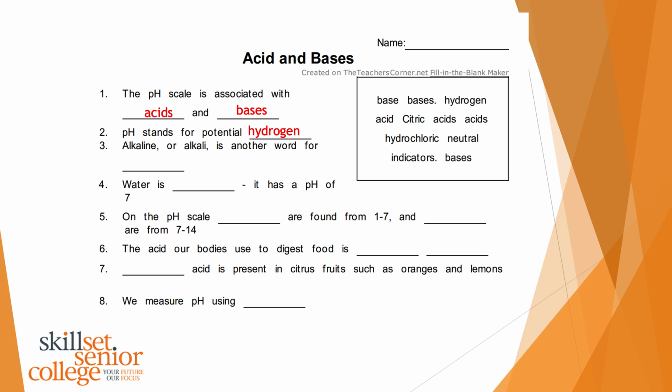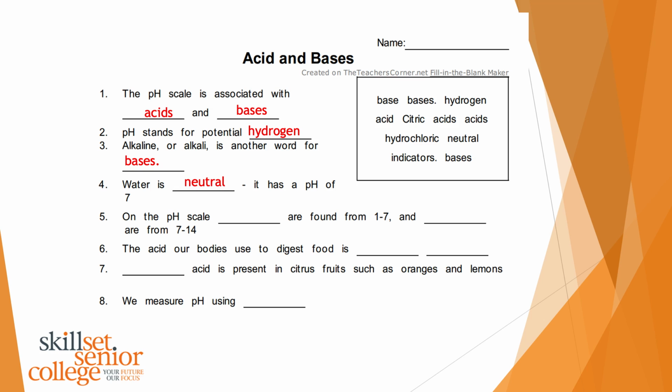Number 3, alkaline or alkali is another word for bases. Number 4, water is neutral. It has a pH of 7. So anything that has a pH of 7 is neutral. It's neither acidic nor basic.